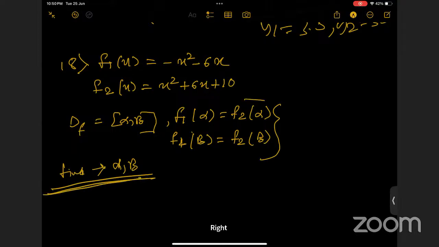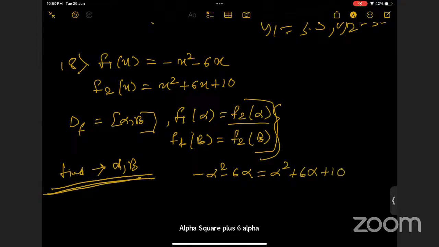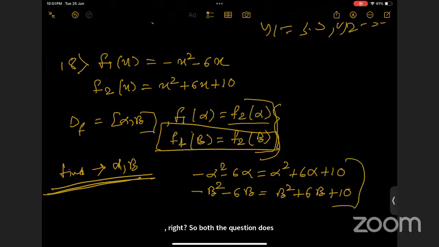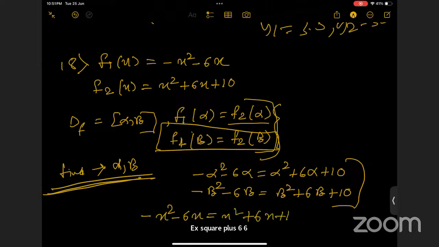From these two conditions, if we put f1 of alpha, we get minus alpha squared minus 6 alpha, which equals f2 of alpha, that is alpha squared plus 6 alpha plus 10. Similarly, minus beta squared minus 6 beta equals beta squared plus 6 beta plus 10. So both equations are the same. We can consider the equation minus x squared minus 6x equals x squared plus 6x plus 10. If we simplify and solve it, we will get two roots, alpha and beta. Just simplify this equation and solve it.